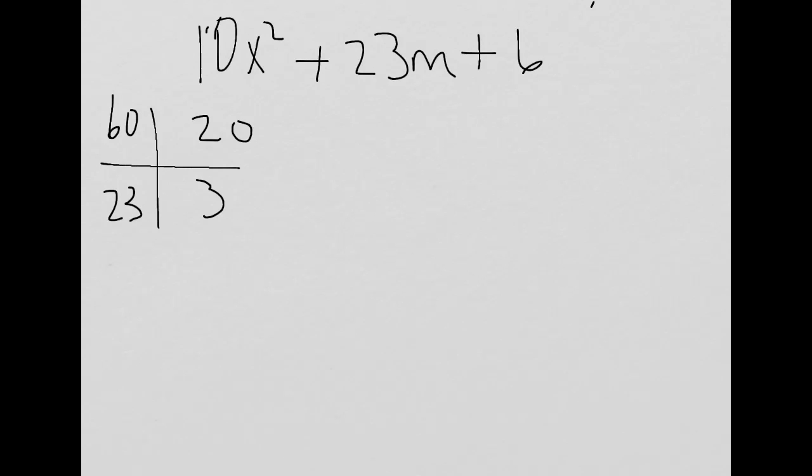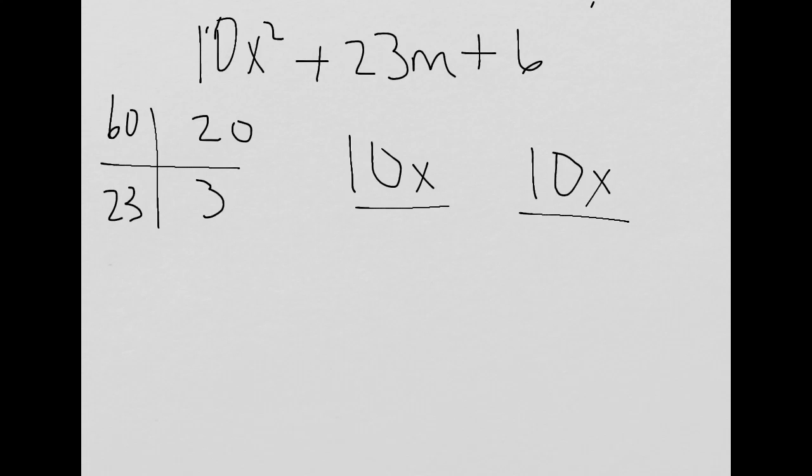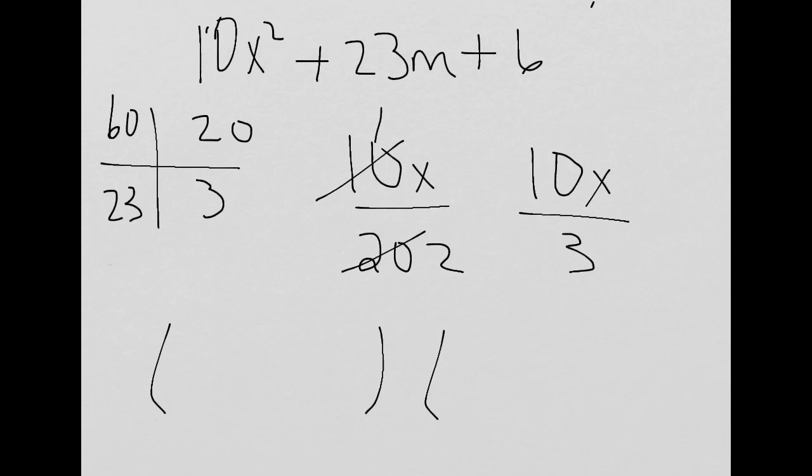So after I've chosen the 20 and the 3, because those are the numbers I need, I'm going to make two fractions with a 10 on top. And then sometimes you'll see it without the x, sometimes you see it with the x. I just always put the x. Doesn't really matter. Alright, put 20 on the bottom of one, 3 on the bottom of the other, then simplify. 10 over 20 is the same as 1/2. And then I can't simplify 10 over 3. So my two parentheses are going to be 1x plus 2 and 10x plus 3.